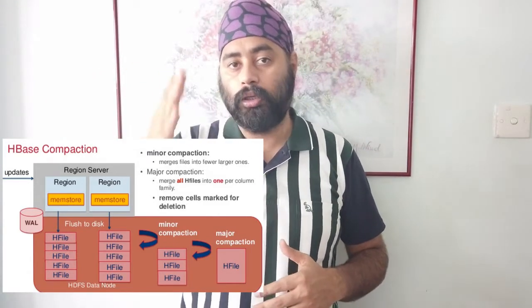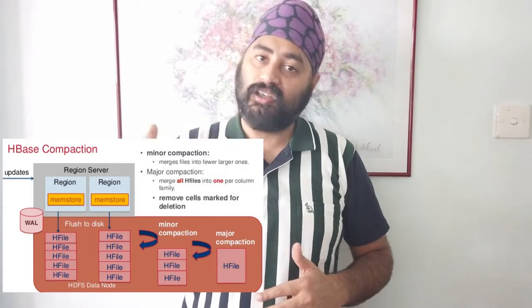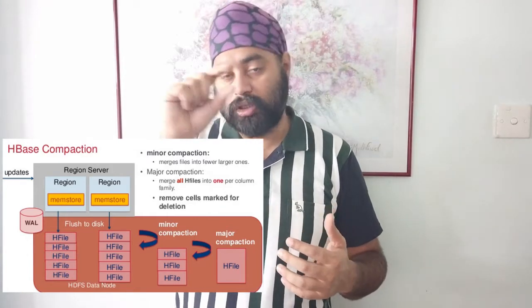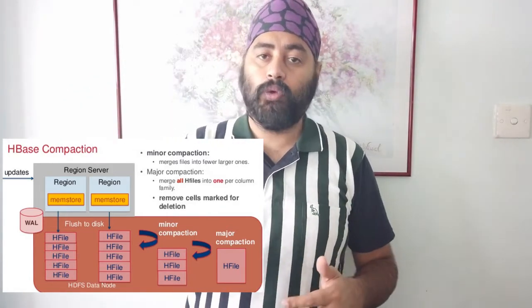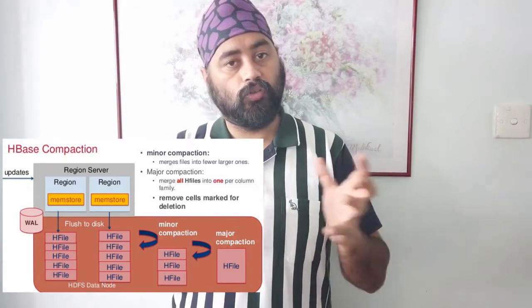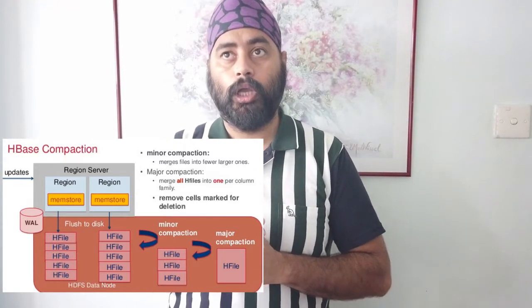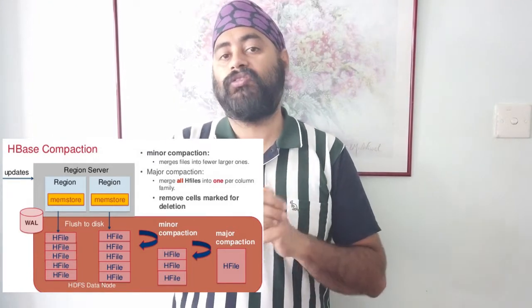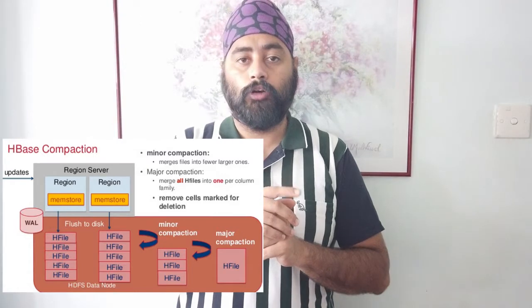Okay, so it's a rolling window, so old data gets deleted. This deletion means maybe it first puts a deletion marker, but when the major compaction runs, it removes all those deleted things. Okay, so this is on the compaction.